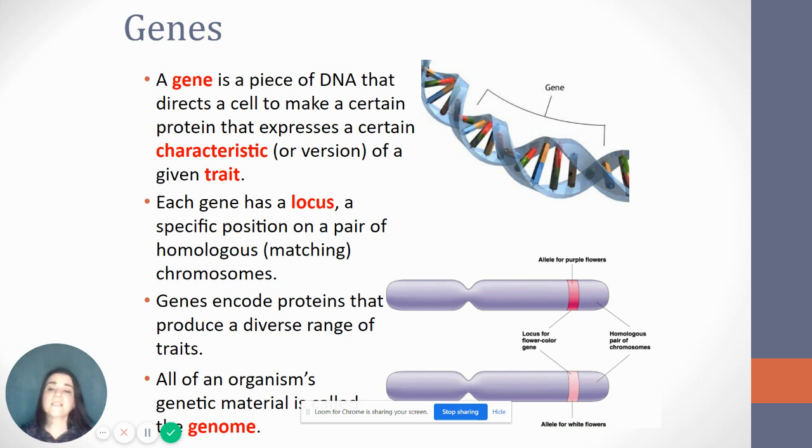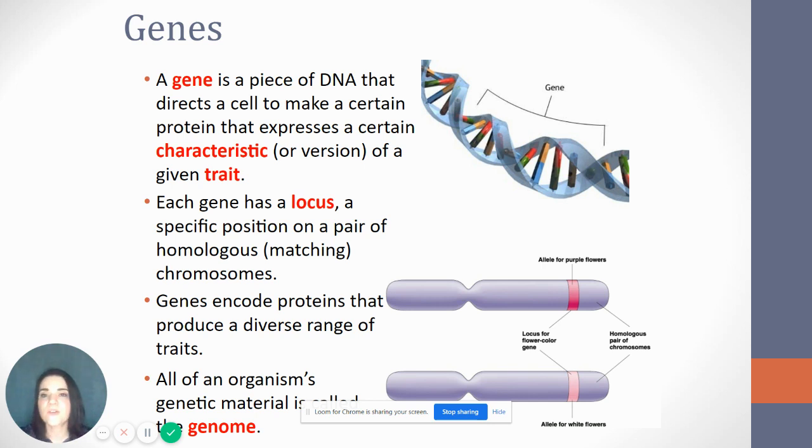Examples of traits in humans would be height, our hair color, our eye color, our skin color. A characteristic or version of a trait would be like blonde hair, black hair, brown hair, red hair. Those are characteristics or versions of a specific trait. The trait is hair color, and the characteristic is what color your hair is. So hopefully that makes sense.